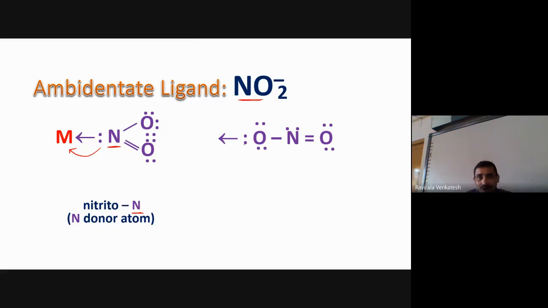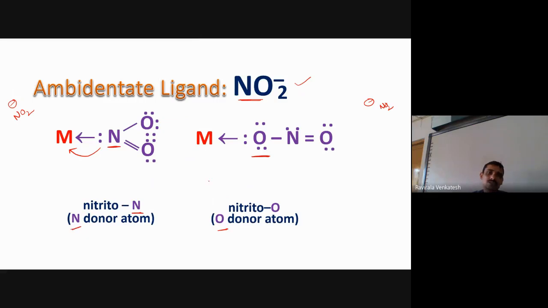In this case, it is donating from the oxygen side. Both have the same molecular formula, NO2 minus. The molecular formula is the same, but the difference you observe here is that the donor atom is different. In this case the donor atom is oxygen, and in this case the donor atom is nitrogen.